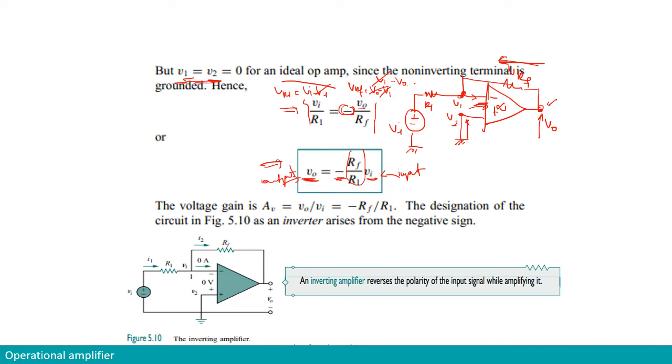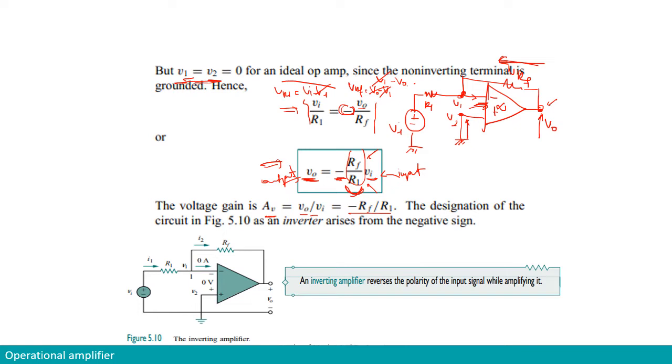So it is inverting, minus, and we have a gain of RF over R1. The ratio between the feedback resistance RF and the input resistance R1 is the gain. So the voltage gain, V0 over V1, is minus RF over R1.